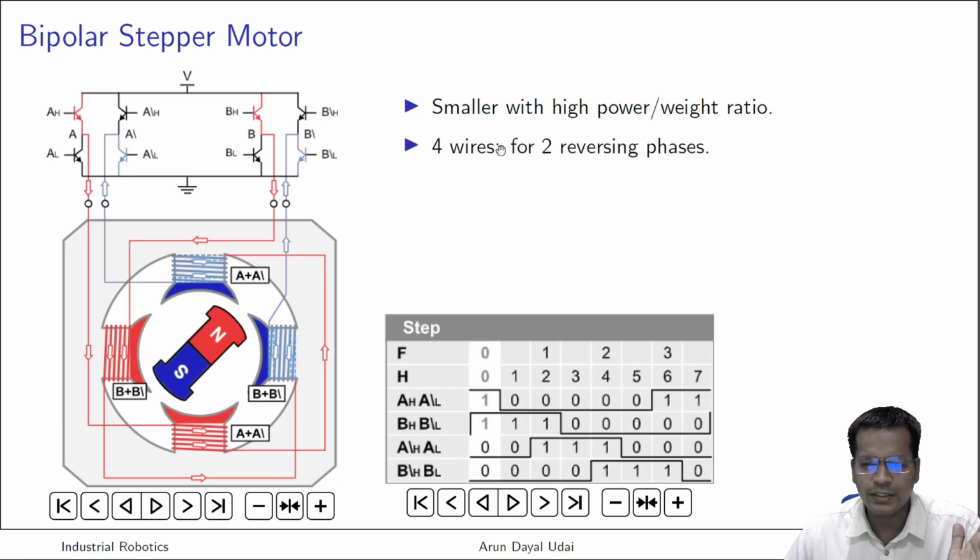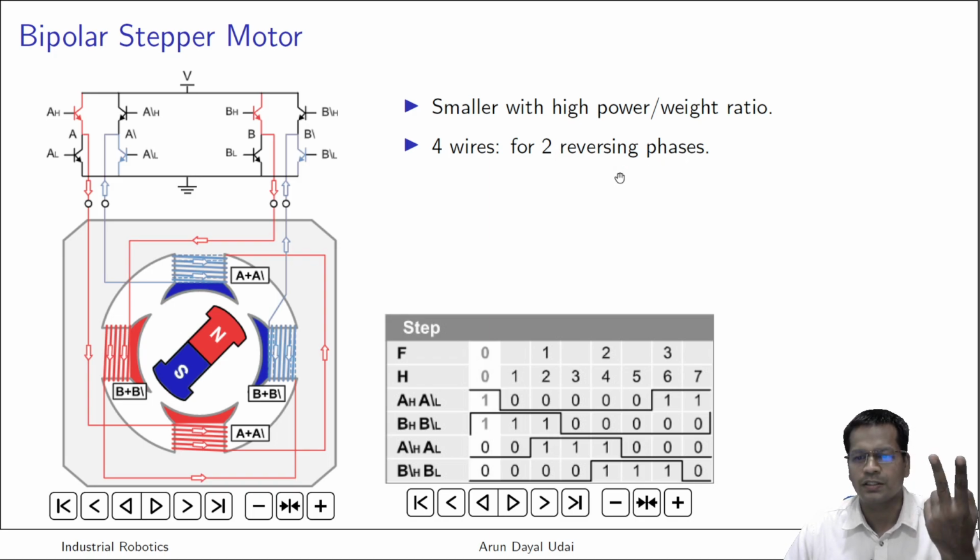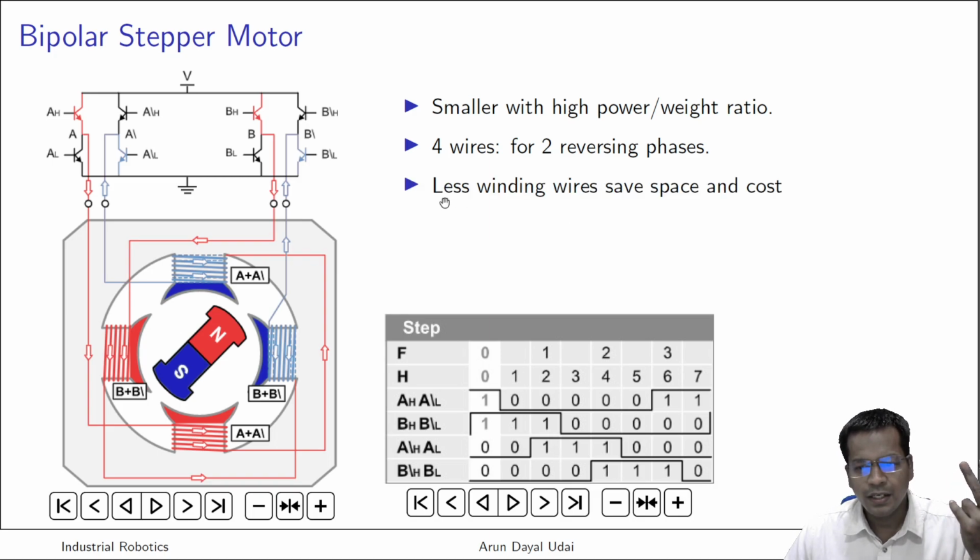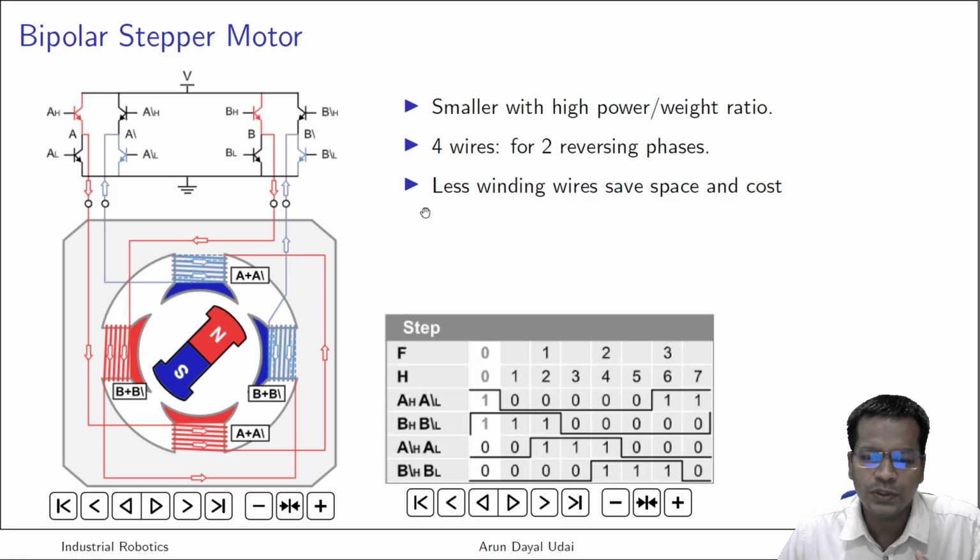It has 4 wires for 2 reversing phases. You have to reverse the phases, reverse the polarity to make it north and south. Got it? Then there are fewer winding wires, which saves space and cost. So they are inexpensive, cheaper compared to a unipolar motor. And that is the reason why these motors are most widely used in robotics. They have fewer wires.